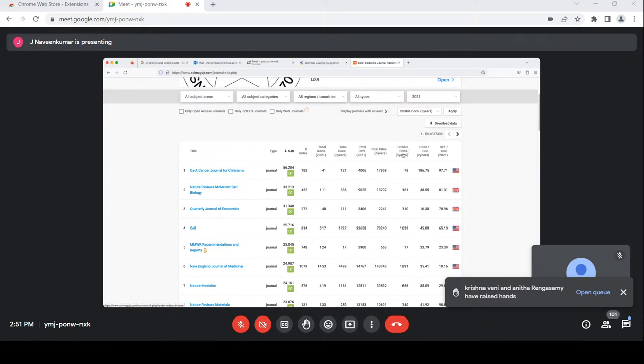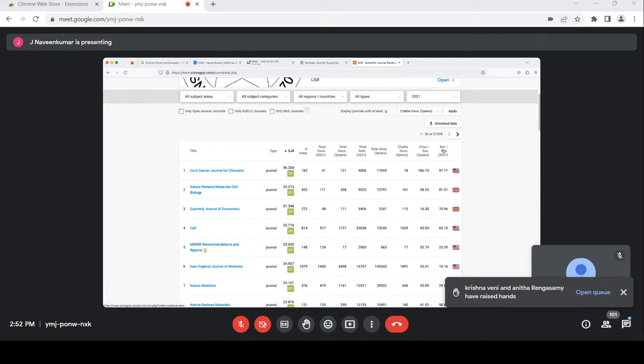Normally the citable documents would be articles, or conference proceedings, or any type of paper, right? Review paper, research paper, original paper, proceeding paper. So it can be any entity. That's what we call citable documents, right? And how many citations have been per document? What is the average citation per document for 2 years?